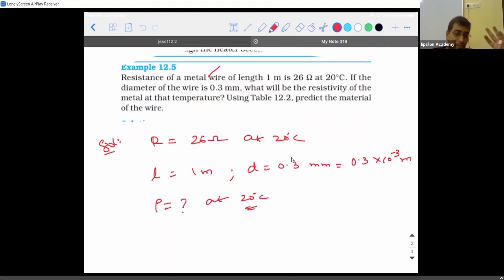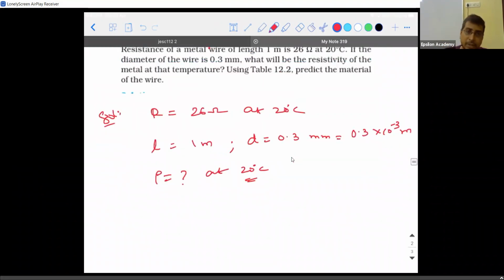Don't worry, in your syllabus, you don't have anything like finding the value of resistivity at different temperature. Using table 12.2, predict the material of the wire. So what material is it? What is the only formula that we know? R is equal to rho into L divided by A. R is 26, is equal to rho, which we need to find. L is 1. Area is how much, guys? It is the area of cross section.